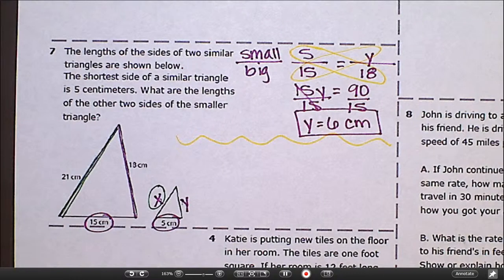So please complete all of the steps to find x. Start with naming your ratio, setting up your proportion, and solve, and then bring it to me for your stamp. Please pause now.